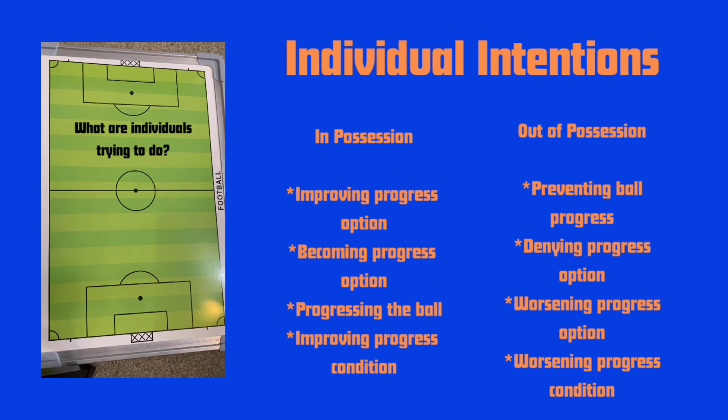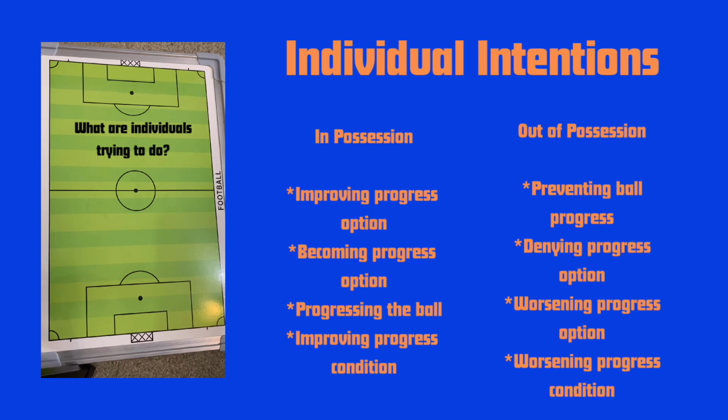Out of possession, there's 4 again. So preventing ball progress, that's the person who's actually going to go and press the ball. So you're trying to stop the person on the ball from playing it forwards. If you're not doing that, are you denying a progress option? That means you're marking players around the ball, so you're trying to make it so that they can't pass to them.